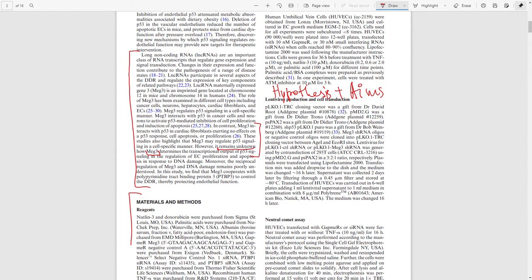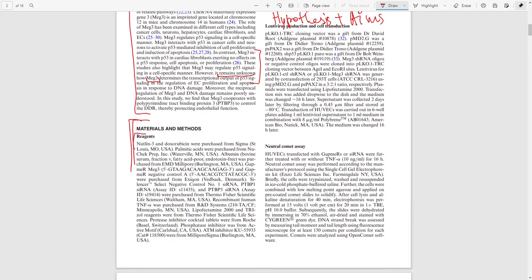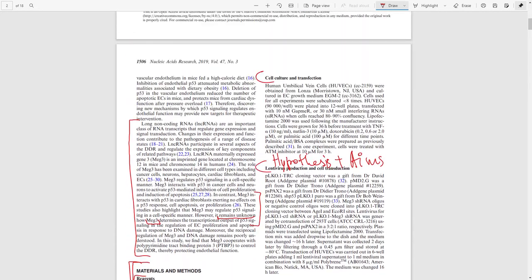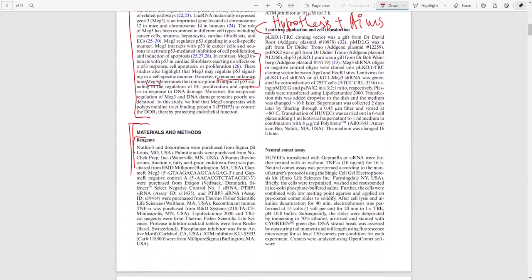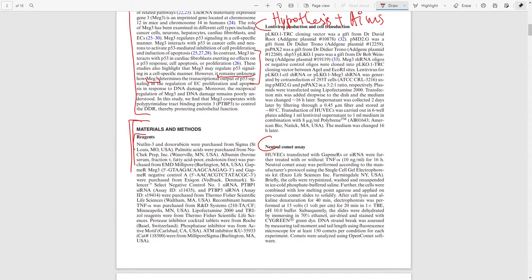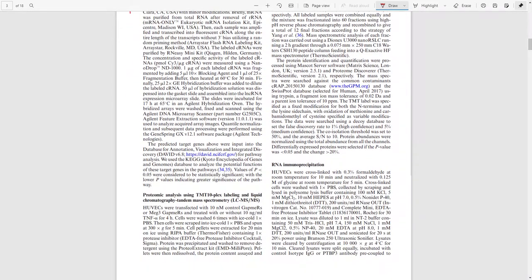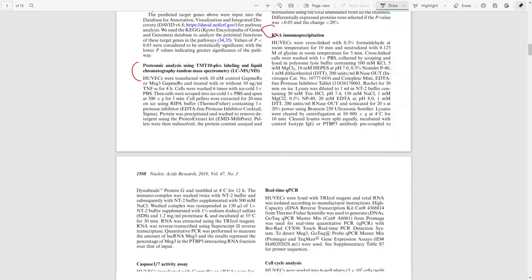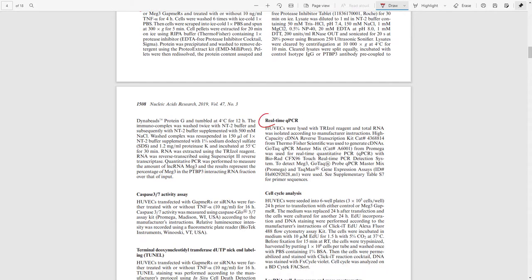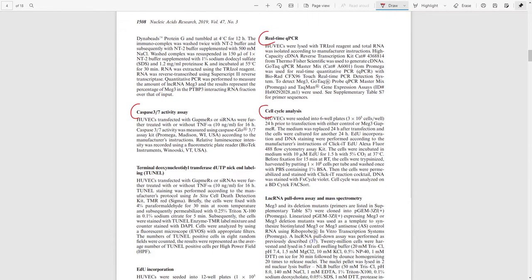Okay, next you switch to the materials and methods, and in this section you should start with the reagents used, then all possible methods or techniques that you used to approach the results that you obtained in the end of this project. And as you can see, it's a very extensive explanation of the methods used. So for example, RNA immunoprecipitation, real-time qPCR, cell cycle analysis, caspase activity assay, etc.